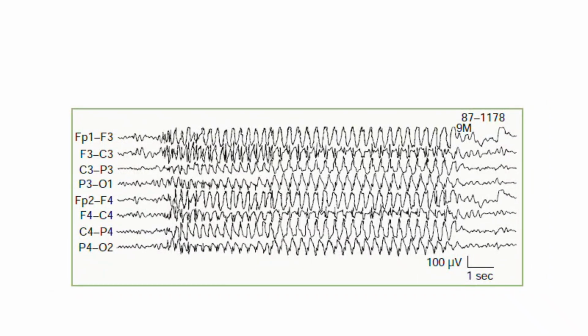This tracing provides a classic, textbook example of an ictal, during seizure, event in childhood absence epilepsy. While the first generalized tracing we evaluated showed brief, interictal bursts, this image captures a sustained, high-amplitude paroxysm that directly correlates with clinical symptoms.